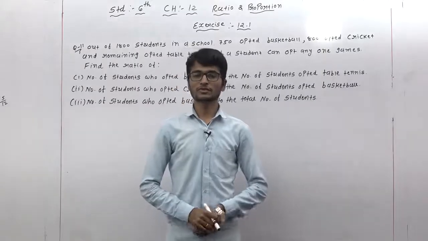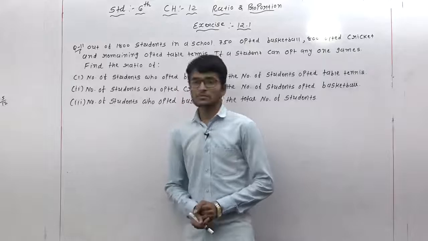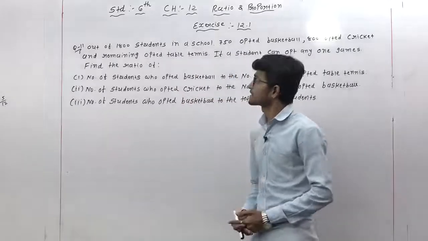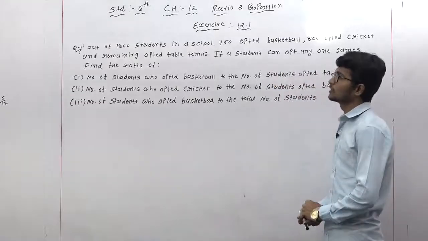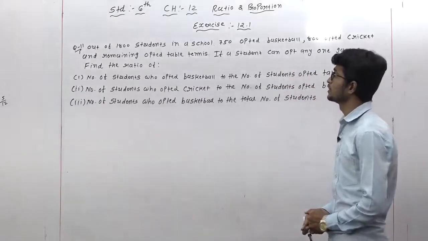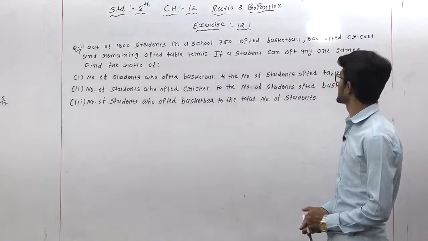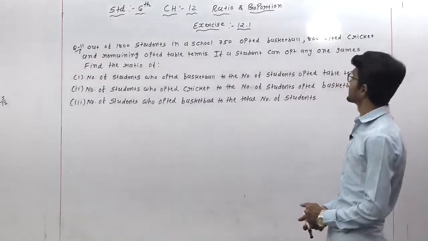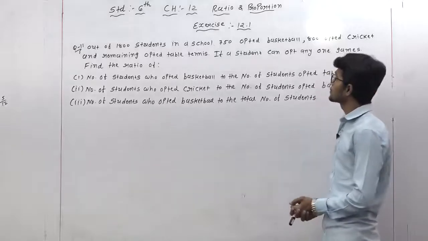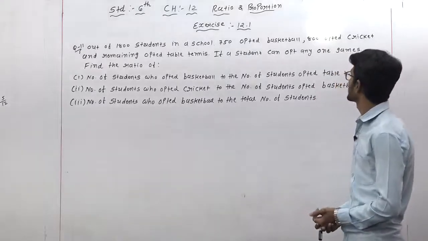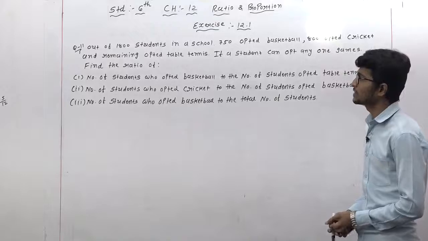Students, now the continued chapter number 12, ratio and proportion, exercise 12.1, question number 11. Out of 1800 students in a school, 750 opted basketball, 800 opted cricket, and remaining opted table tennis. If students can opt any one games, find the ratio of.